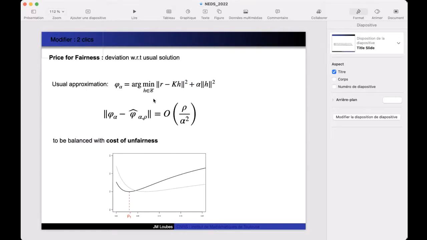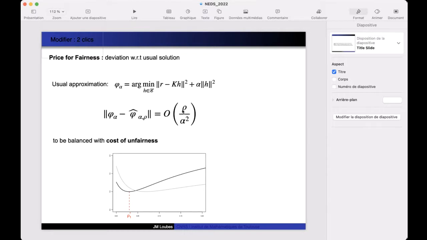But what is the price for fairness? And here I don't have the real answer, because the only thing I can show you is that the price for fairness should be how my estimator will deviate from the standard estimator. What I can prove is that my fair estimator deviates from the unfair solution by these parameters. And you see that the bound is in rho divided by alpha square.